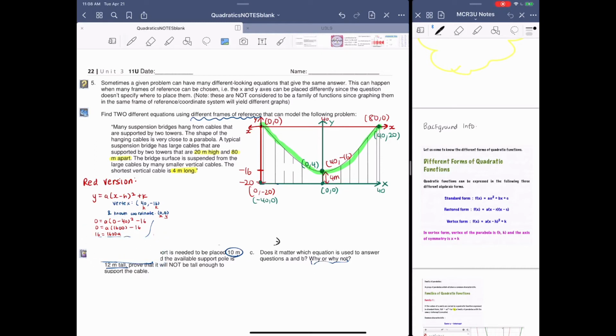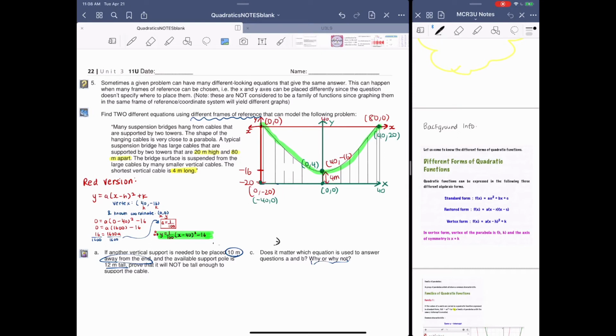I have 16 equals 1,600a. I'm going to divide both sides by 1,600, and then I'm going to get an a value of 1 over 100. And I'm going to put that all in. And for my red parabola, I get y equals 1 over 100 (x minus 40) squared minus 16, where my vertex is 40 and negative 16.